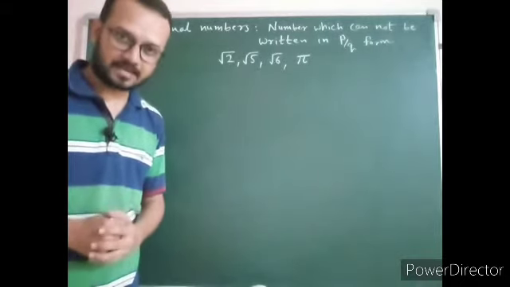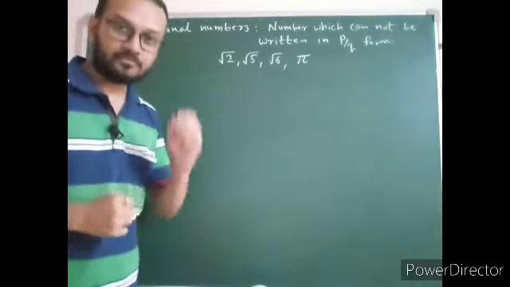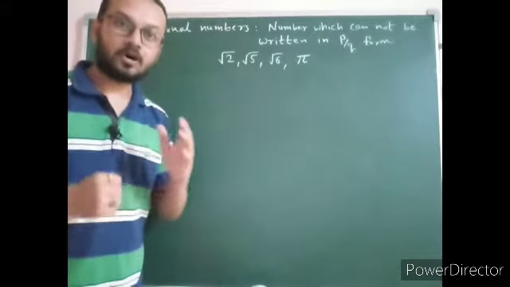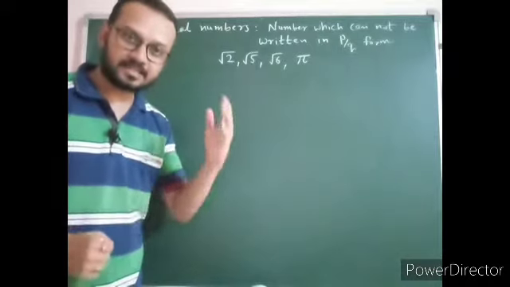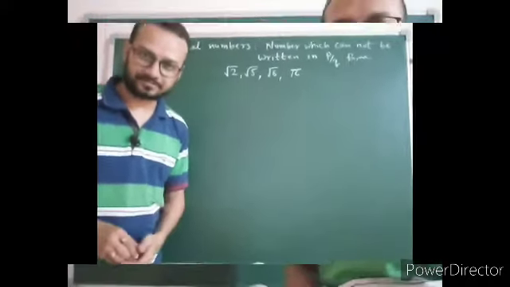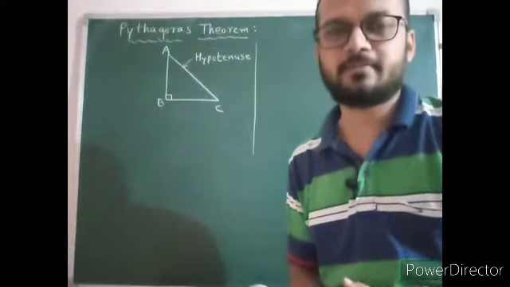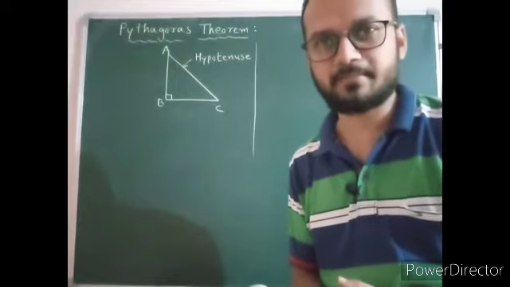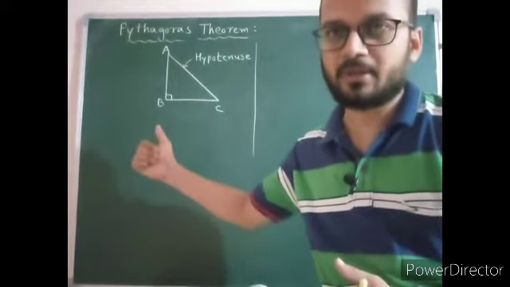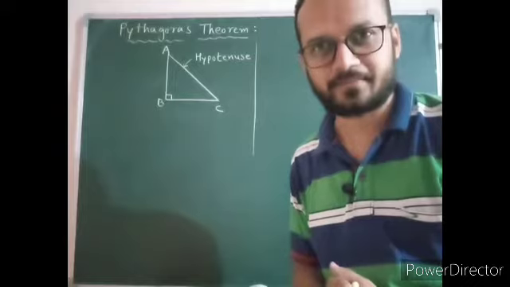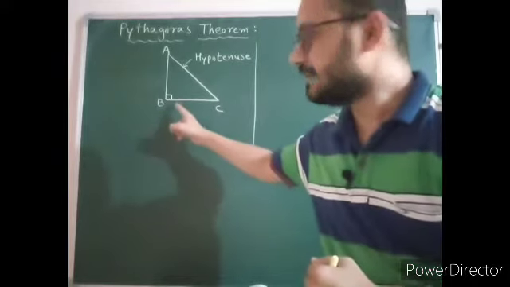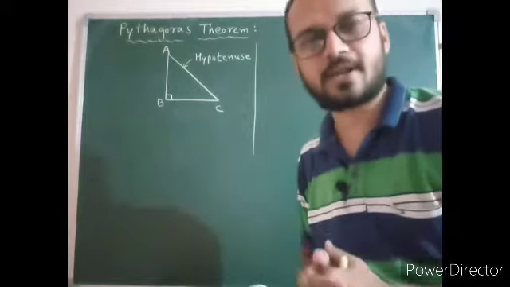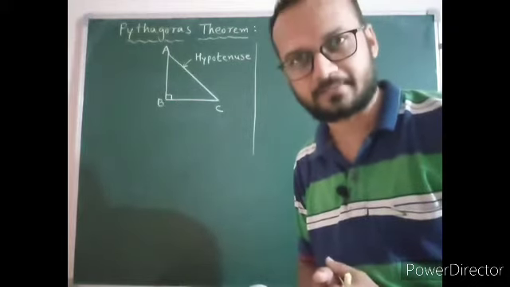But before we see that, we have to know a very important theorem which is called Pythagoras theorem. So let us first understand Pythagoras theorem. Pythagoras theorem is a very important theorem in mathematics. It is applicable on a right angle triangle. We know what a right angle triangle is. A right angle triangle is a triangle in which one angle is a right angle having measure 90 degrees.